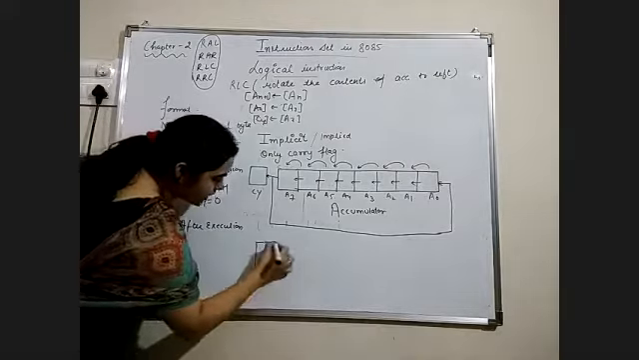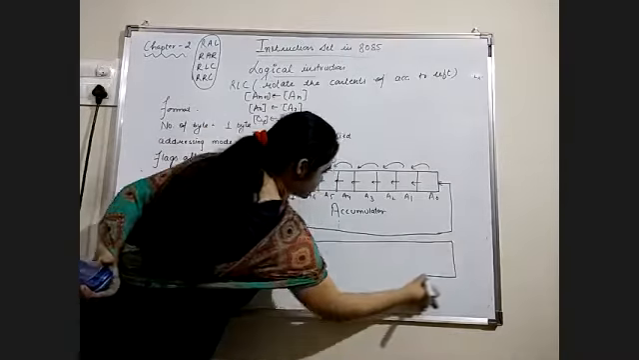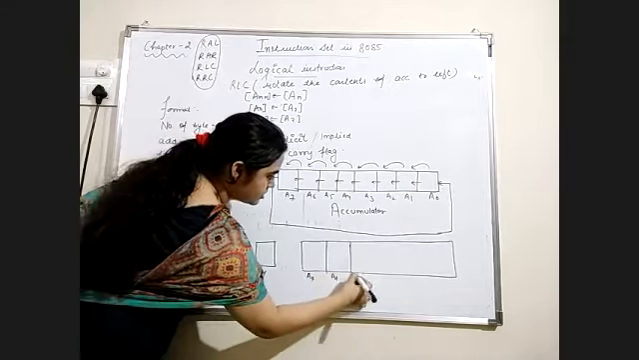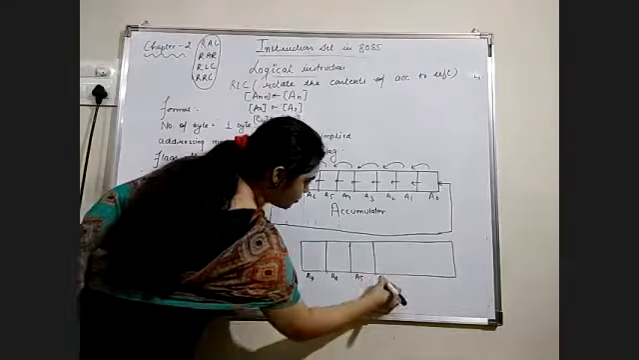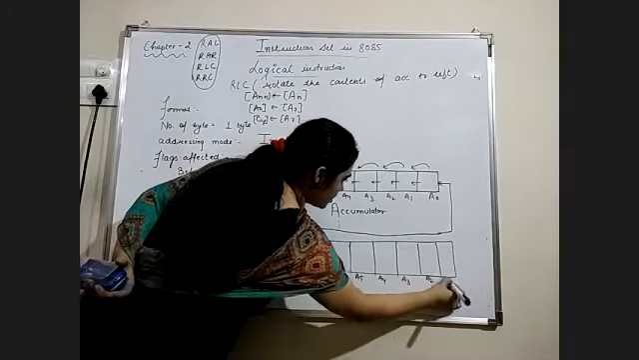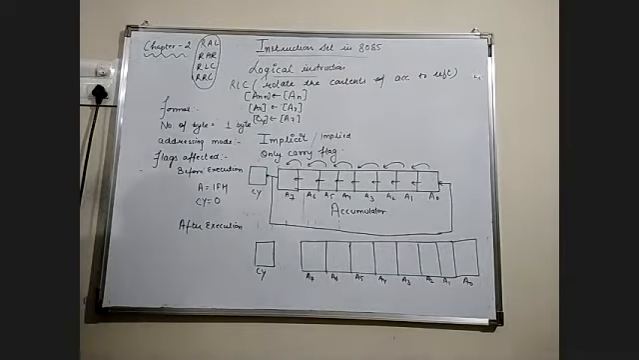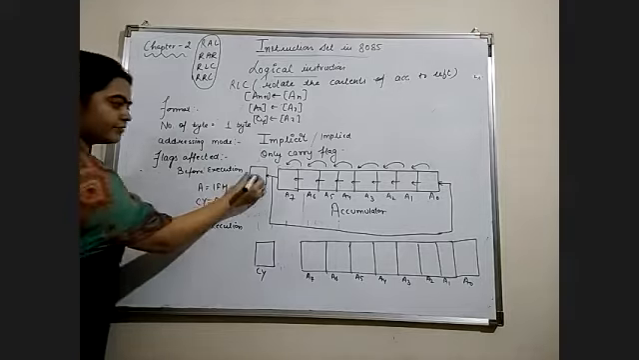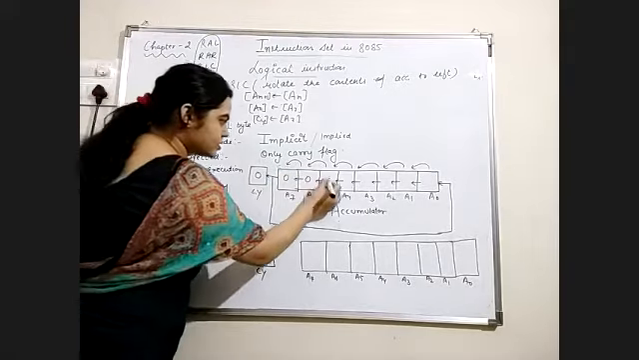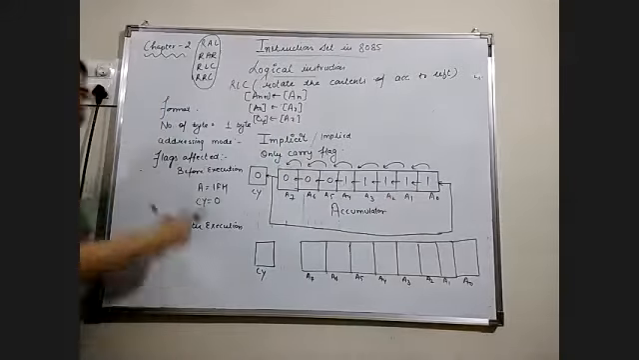For that, again, I am drawing this diagram. This is A7, A6, A5, A4, A3, A2, A1, and A0. Okay. So you can see here in the carry flag we have 0, and 1F in the accumulator. So this is 0, 0, 0, 1, and F is 1, 1, 1, 1. So this is before the execution.